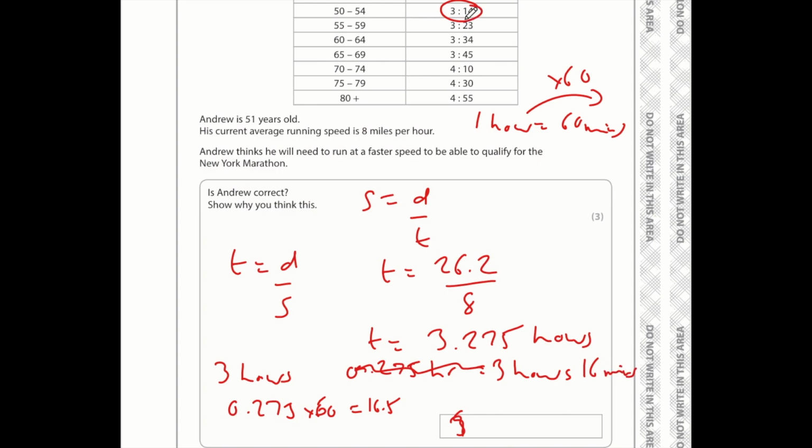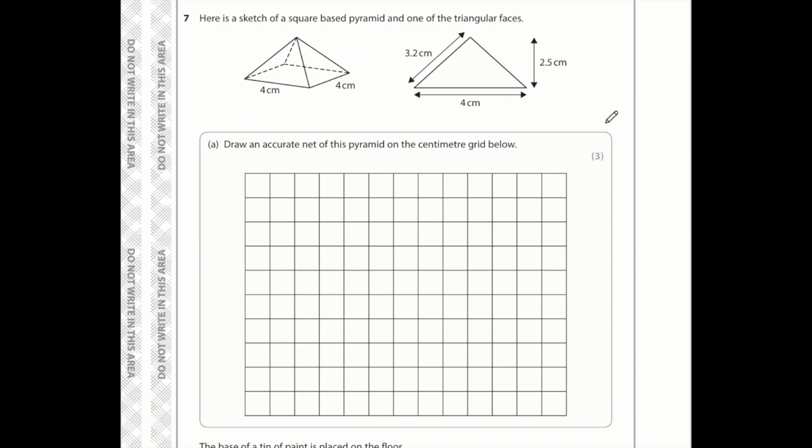And he needs 3 hours, 14 minutes. So Andrew thinks he will need to run at a faster speed to be able to qualify. Yes, he is correct, as his current speed means he'll complete the marathon in just over 3 hours 16, and the target was 3 hours 14.